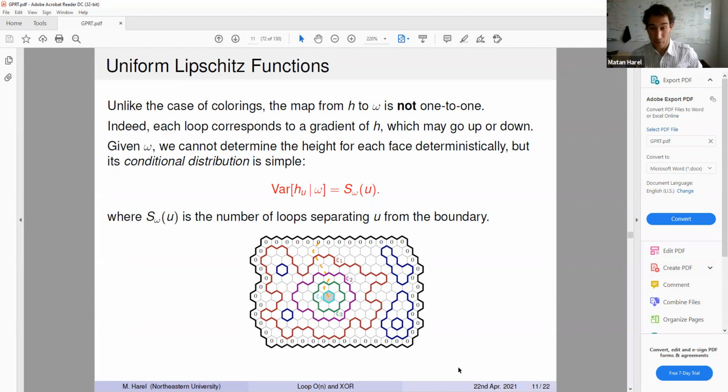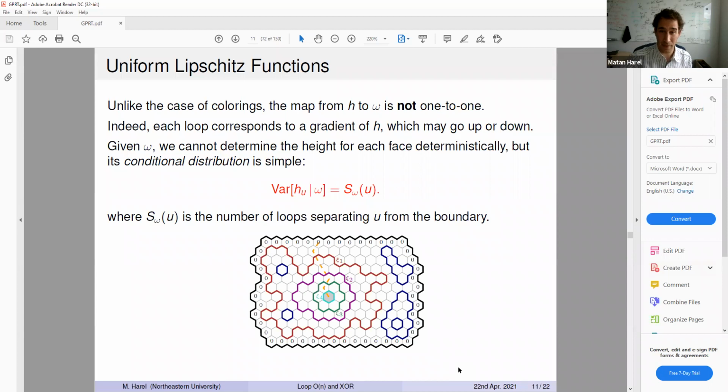So for me, this is a really nice fact, because uniform Lipschitz functions are tough. They're just a really difficult thing to analyze. If you ever try to play with them and get certain statements, it's not an easy thing to do. But loop configurations, also hard, are something that at least I personally knew how to do more about, so I was very excited about it.